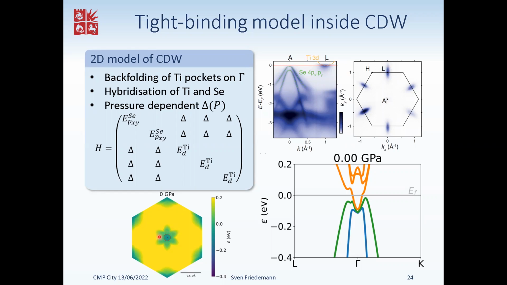which establishes, you can see this here, down here, this flower shape. And then switching on a hybridization between selenium and titanium states, but never between titanium and titanium, and also not between selenium states. This way we can establish that we form a circular Fermi surface at zero pressure, which is in agreement again with all those measurements I've shown you already.